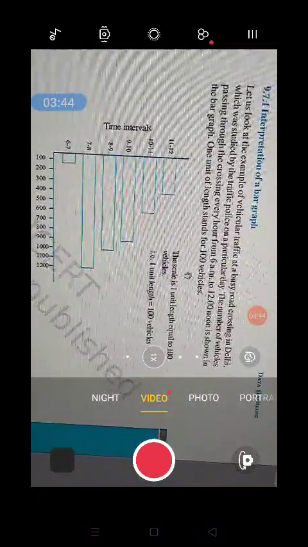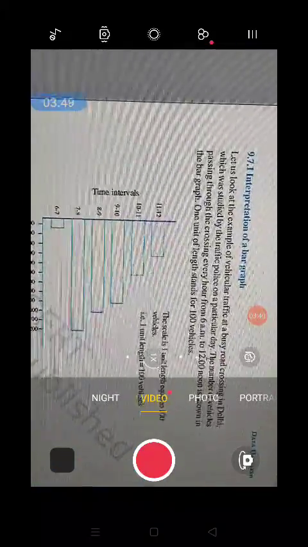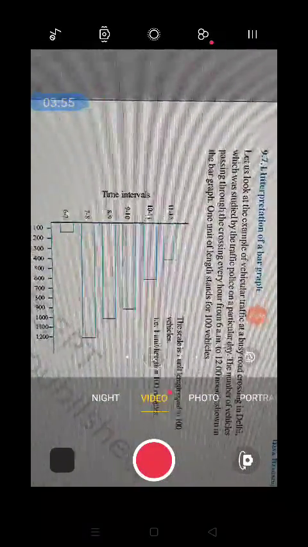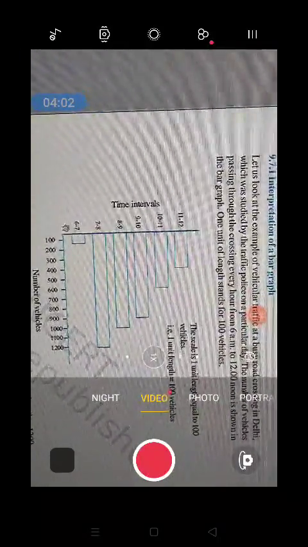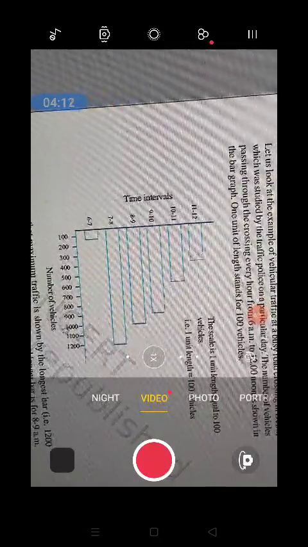Okay, so see, let us look at the example of the vehicular traffic at the busy road crossing in Delhi, studied by the traffic police on a particular day. The number of vehicles passing through the crossing every day from 6 a.m. to 12 noon is shown in the graph. Okay, so this is a time interval from 6 in the morning to 12 in the afternoon. Yes, and 1 unit of length stands for 100 vehicles. See, 100, 200, 300, and so on.